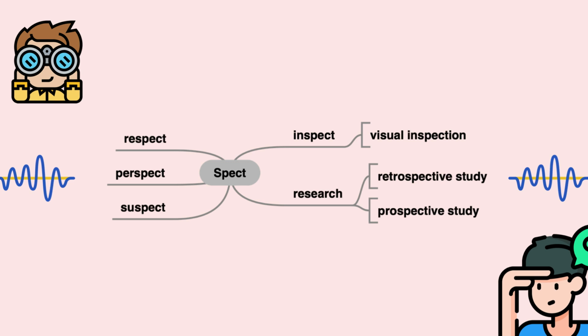In medical research, retrospective refers to studies looking backward, while prospective refers to forward-looking studies. Through this exploration of root words related to eyes and the act of seeing, we can better understand and remember the meanings of difficult medical terms by knowing their deep roots and origins.